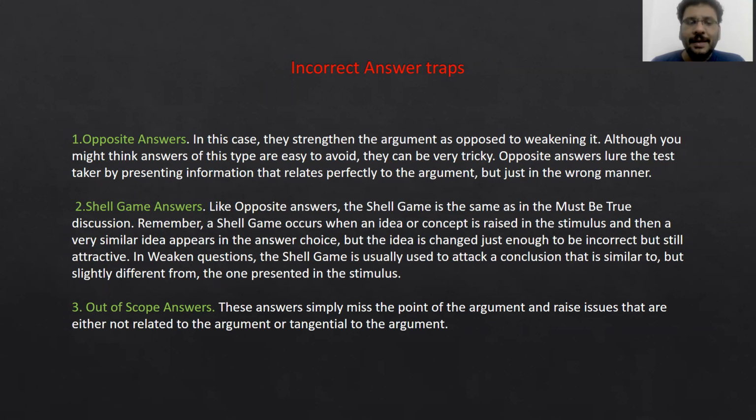And the third is an out of scope answer option. An out of scope answer option is an option which does not touch upon the conclusion, right? It says something different from what is stated in the argument. This is quite easy for most test takers to spot. But be careful with shell game answer options and the opposite answer options.